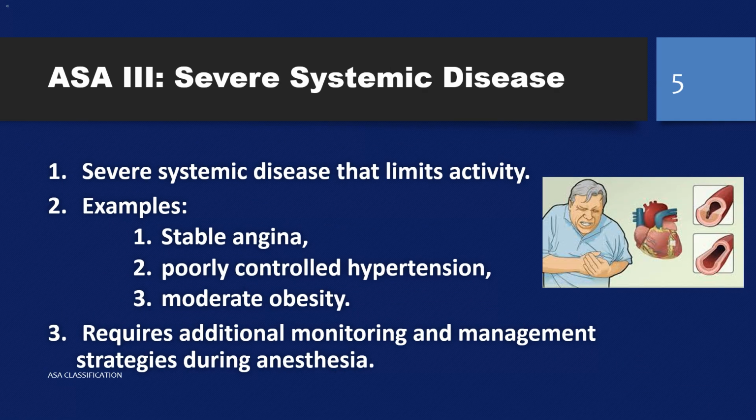ASA 3. Severe systemic disease. 1. Definition. 1. Severe systemic disease. Patients with significant health issues that impact daily life and limit normal activity. 2. Limits activity. Patients in this category experience significant limitations in their daily activities due to their condition.